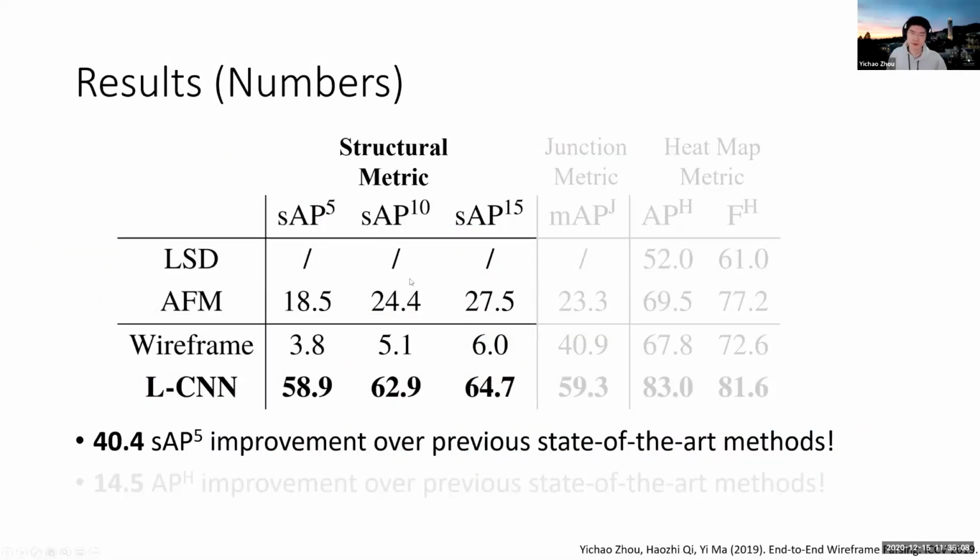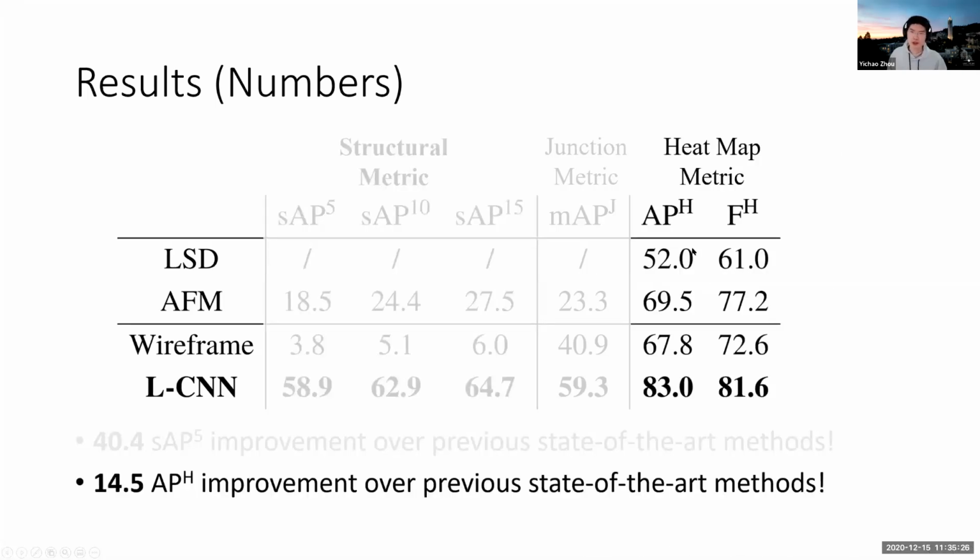The result on the numbers is a really huge improvement. If you consider the structure correctness, the correctness of connection, then we have almost 14 points SAP improvement. If we use a more traditional approach, just plotting every line to a heat map, then we still have a 50 points FAP improvement over the previous state-of-the-art method. I would say this is a huge improvement.